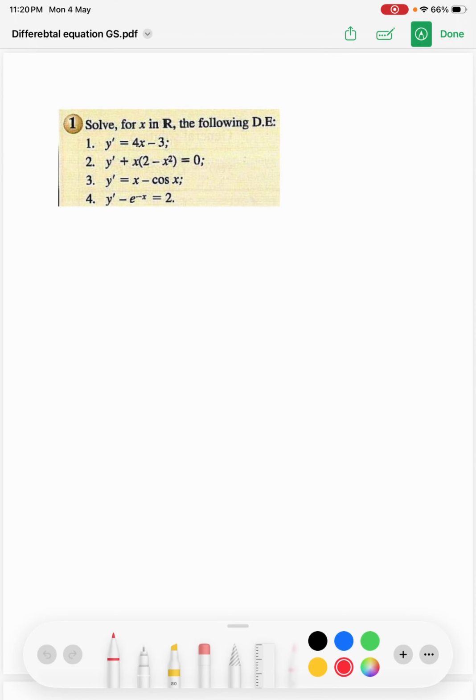Salam Jami'an. We are doing some exercises about first order differential equations. These exercises are selected from the official book, and I think they are easy exercises.